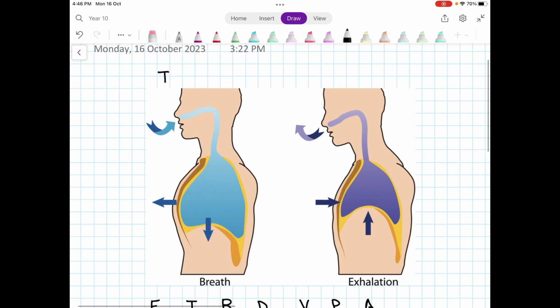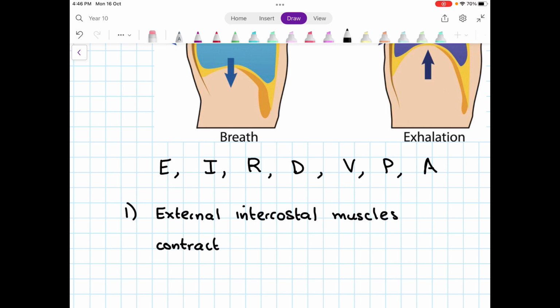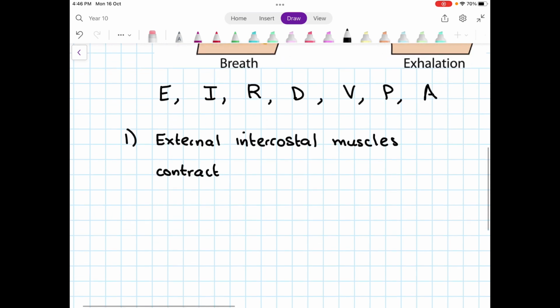So if we were to take inhalation, for example, what happens is that the external intercostal muscles contract. And remember, intercostal muscles are the muscles in between the ribs. At the same time, we have the internal intercostal muscles relaxing.